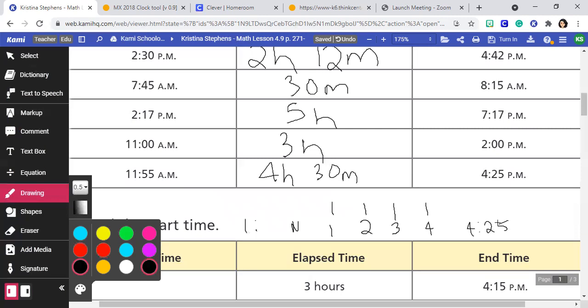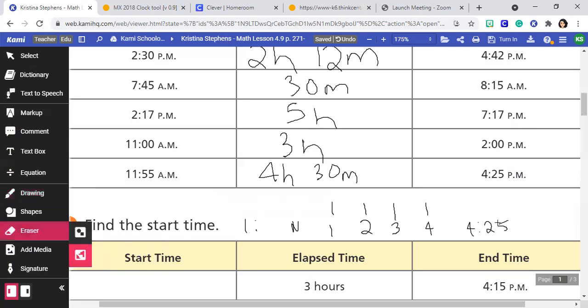You could also use your clock tool. I just wanted to switch it up and show you that there's more than one way to do this. And some of you might already really be able to tell this using mental math. You might be proficient already, and that's fantastic if you are.